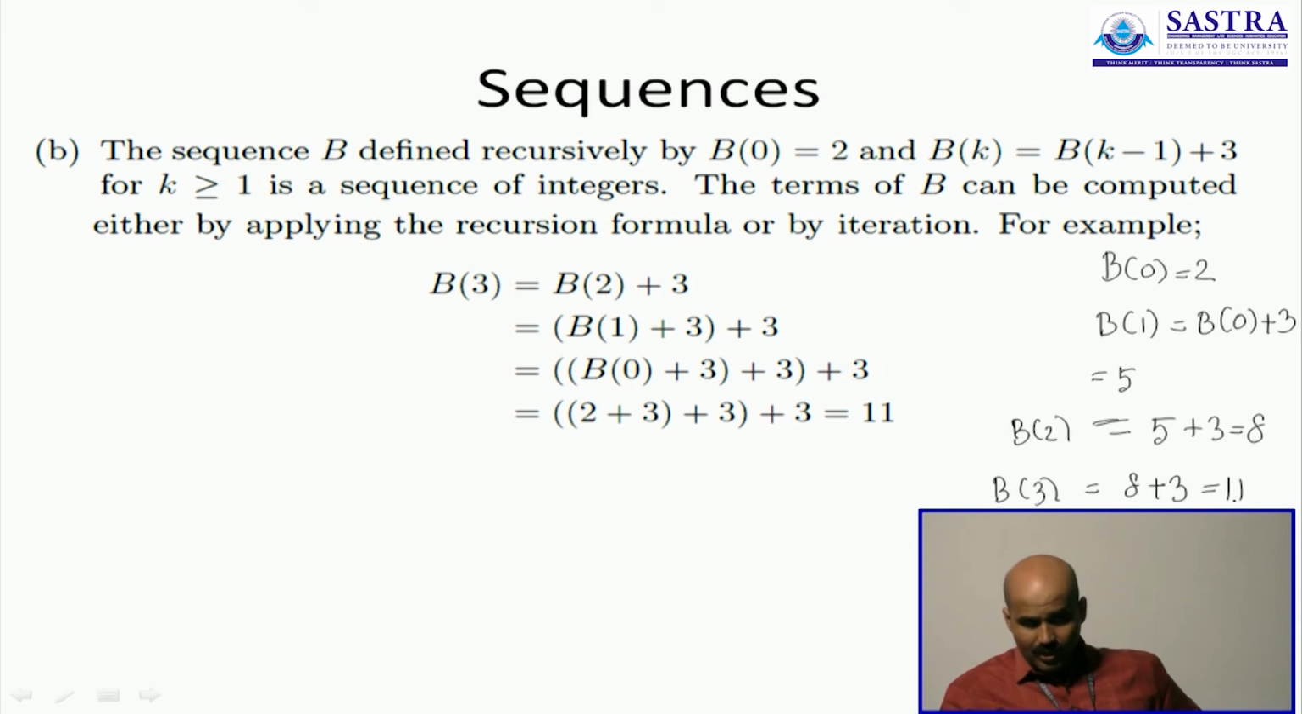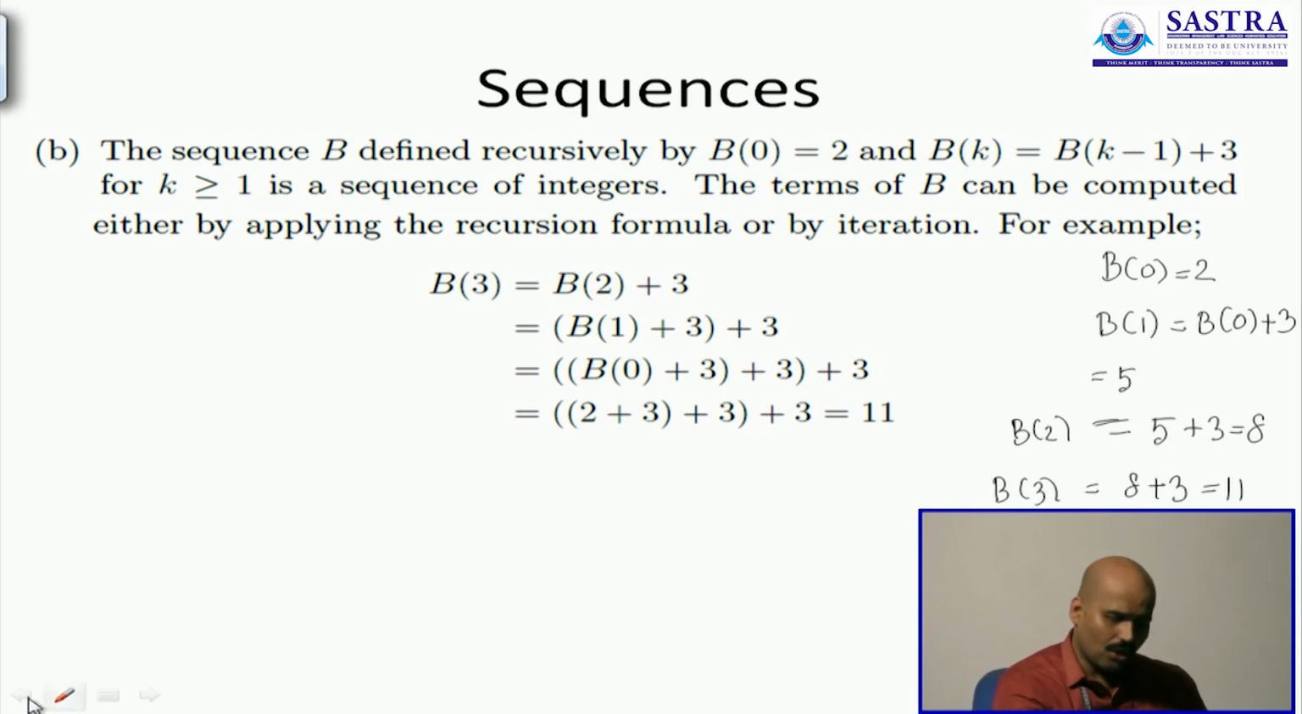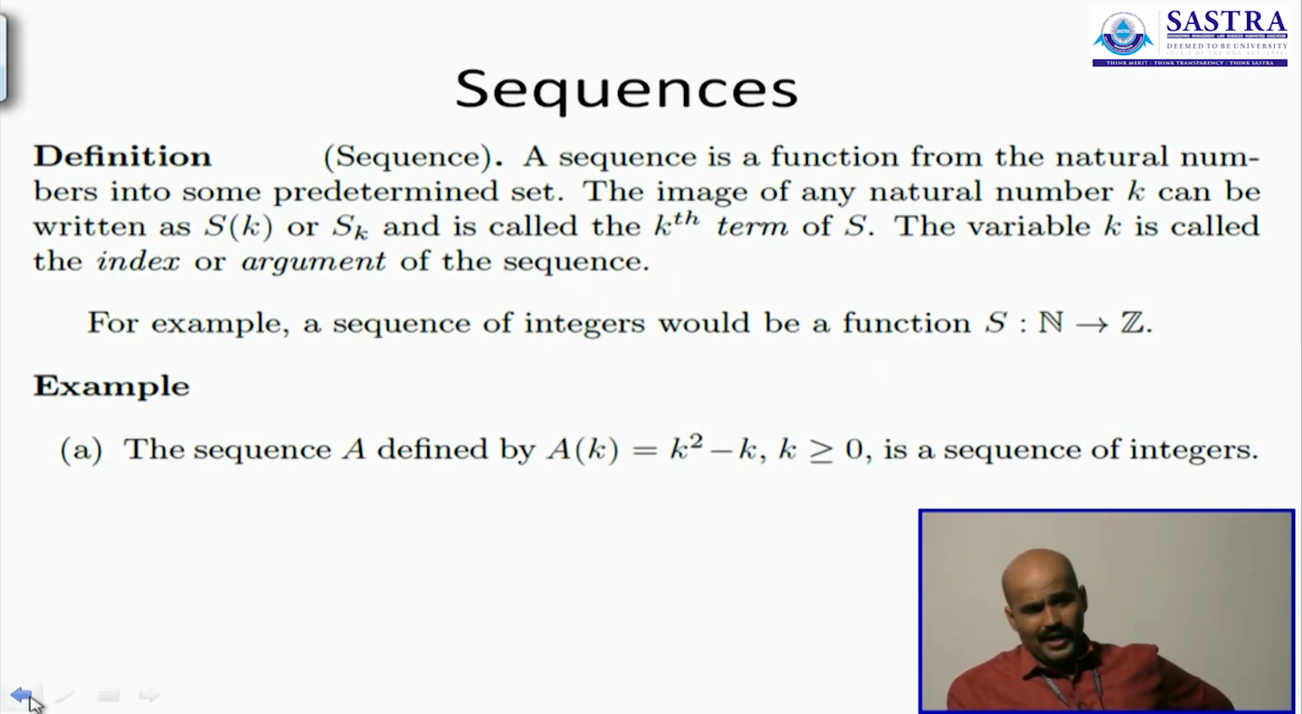We'll quickly get to what you mean by a recurrence relation, but as of now I just want you to understand that there are two different methods. One method gives you the formula for any particular term of the sequence. We saw that in the previous slide. I just do k squared minus k to get the kth term.